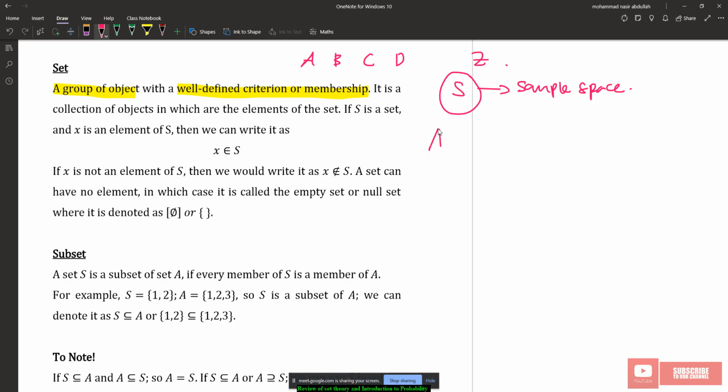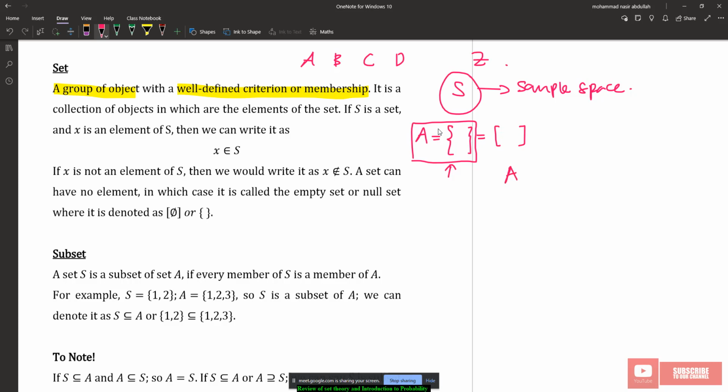Let's say this is set A. A is equal to, it can start with a curly bracket or just a bracket, either one. So this is what we call a set A. A set must have members, a group of objects with a well-defined membership. In this case, we don't have any members, so set A equals an empty value. Empty members means this is an empty set or null set.